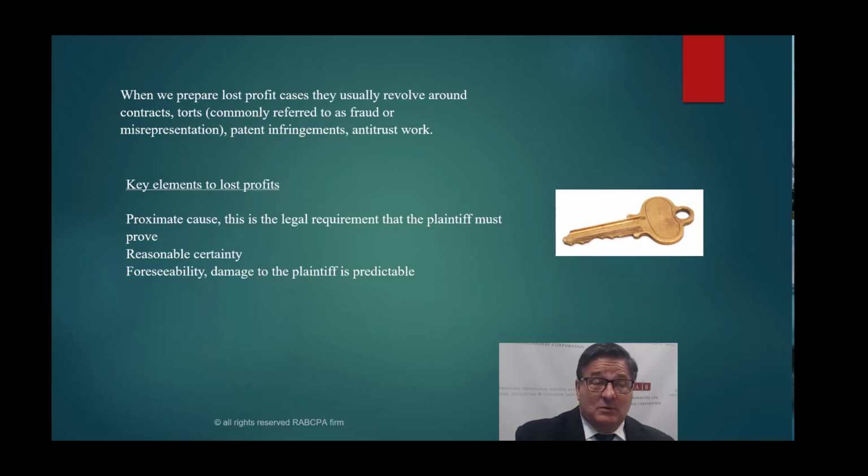So we were able to show that they would have produced X amount of product over that five-year period based on these ovens being installed. The damage period in our case was 5 years because that's when they were deprived of producing that product.